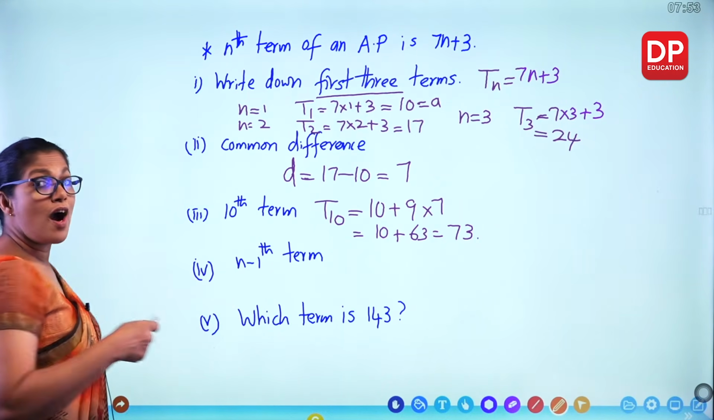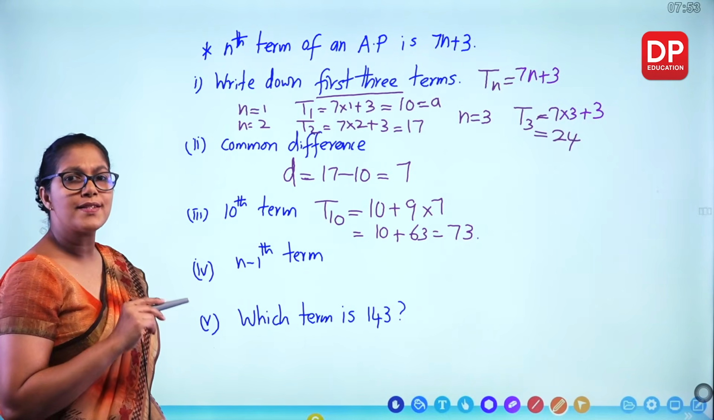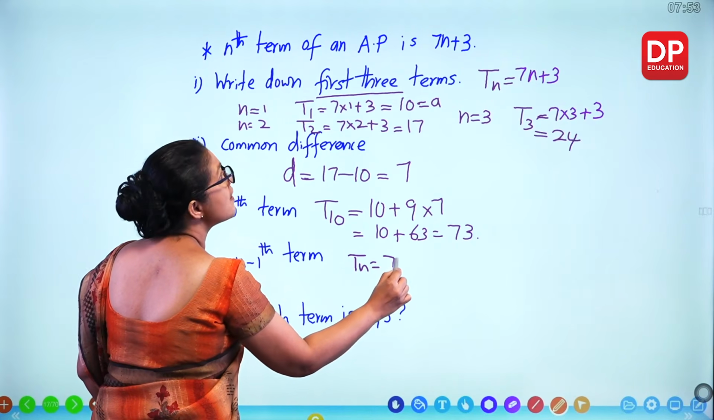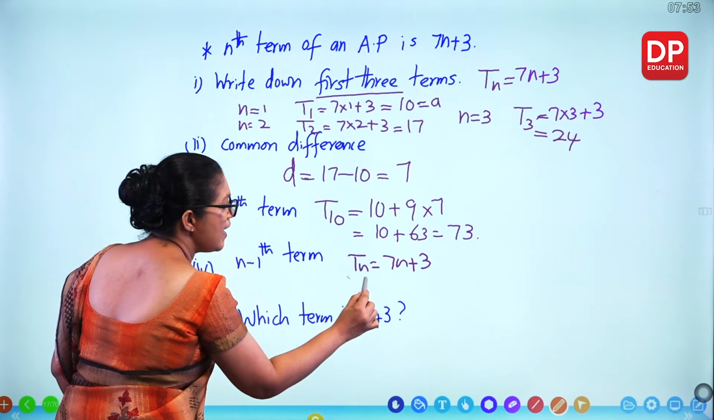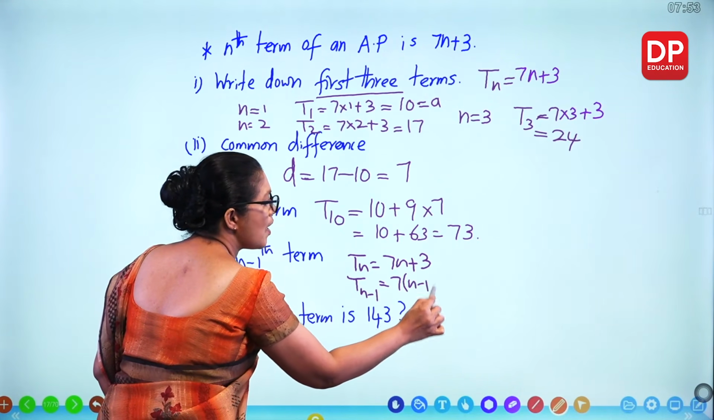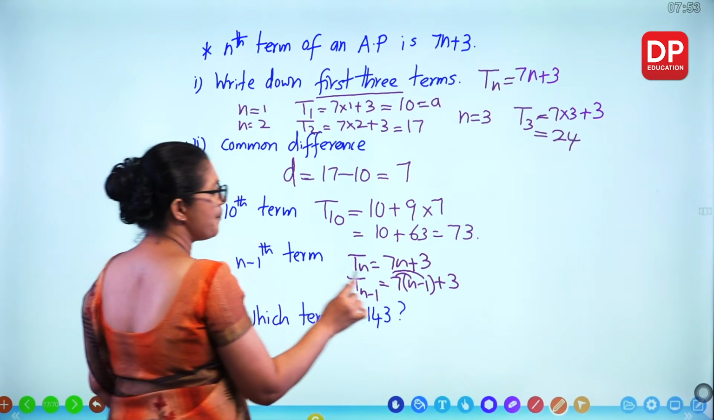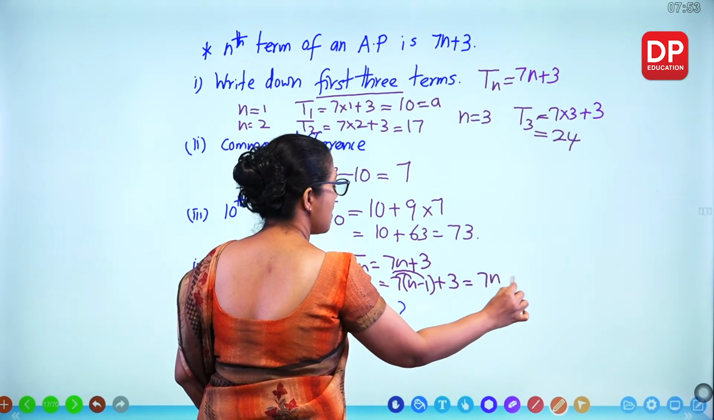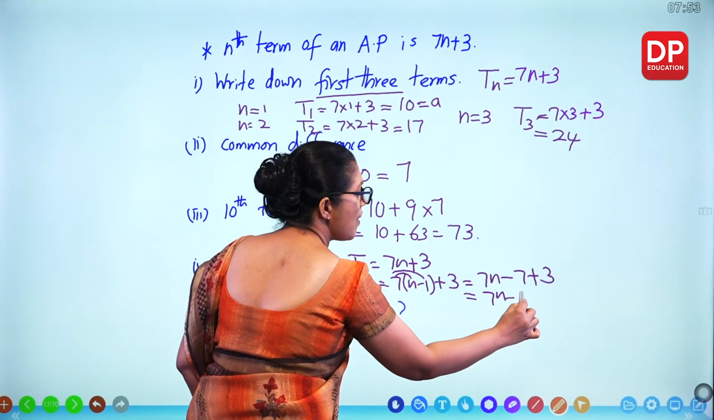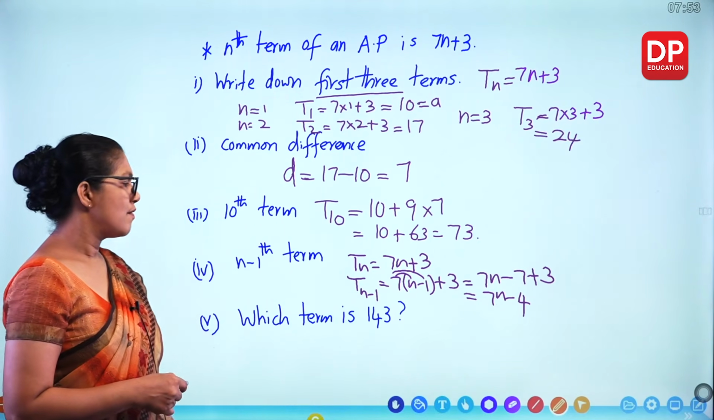So in this question you are asked to find out n minus 1th term. Nth term is 7n plus 3. So we can use the nth term formula, 7n plus 3. Instead of n, I can plug n minus 1. So 7 times (n minus 1) plus 3. So expand brackets and multiply. 7 times n, 7n minus 7 plus 3, I get 7n minus 4. So n minus 1th term is 7n minus 4.